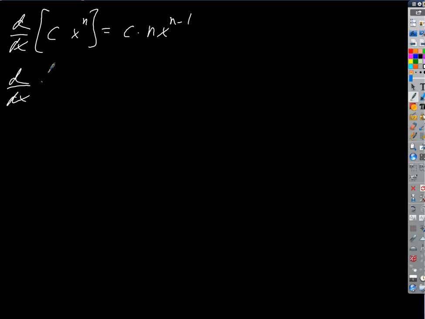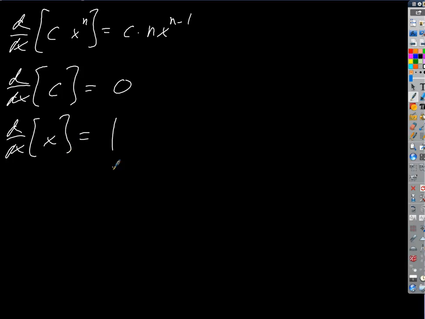We know the derivative of a sum is just, we'll just differentiate term by term. We'll think of that more as a process than a form. But we know, for example, the derivative with respect to x of some constant times x to the n is C n x to the n minus 1. Good. What's the derivative of a constant? What's the derivative of x? Those two we don't really need.